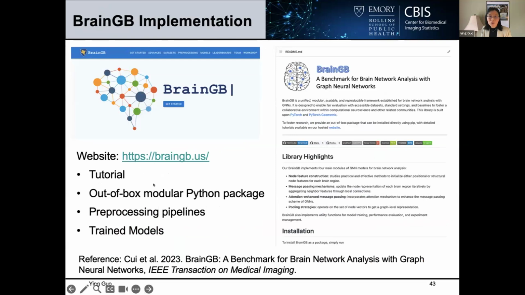On this website, you can find the tutorials, and we also released Python packages, and we released the pre-processing pipelines for SC and FC, and we also released trained models using the publicly available data. So basically, one of the goals of this benchmark is that after you standardize the mechanism for designing a GNN model or other type of deep learning model, it makes it much easier for people to replicate a specific analysis once you identify what options are used in specific modules in the analysis pipeline.